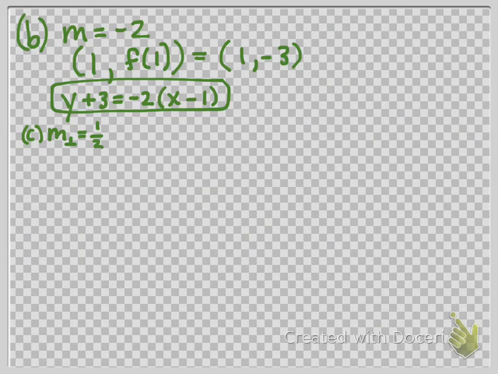What point are we using? The same one, if my board will stop going on strike here. (1, -3). You keep the same point, yes? So my equation is y plus 3 equals 1/2 times x minus 1.